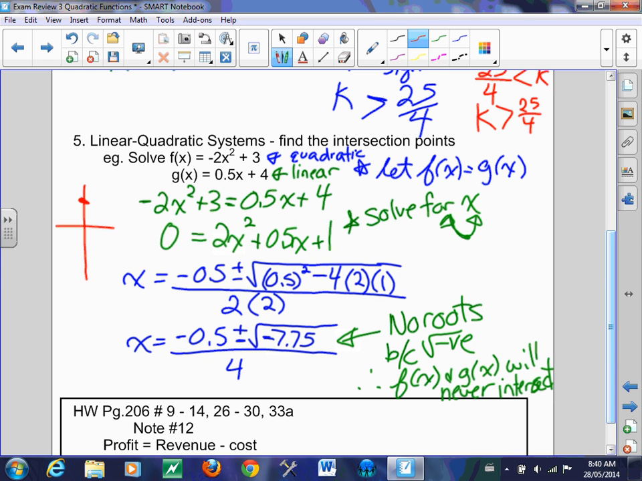Let's take a look. The linear, our y-intercept is 4, and our slope is 0.5, which is 1/2. So you go up 1 over 2, up 1 over 2. So that's my linear g at x. Okay? Whereas when I look at my quadratic, I know a is negative, so it's opening down. And my vertex is at 0 and 3. Okay, so 0 and 3, and it opens down. So see how they won't intersect in this case?